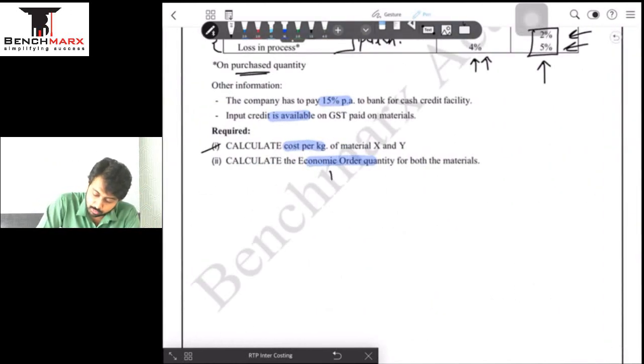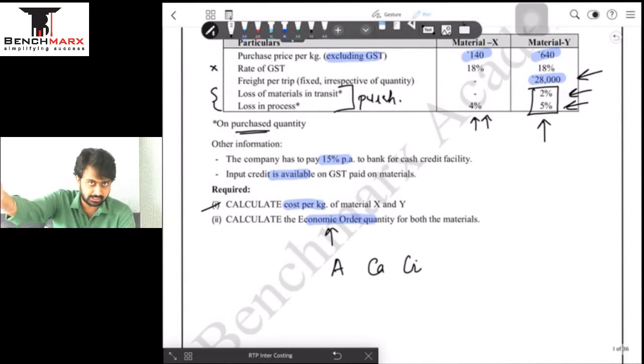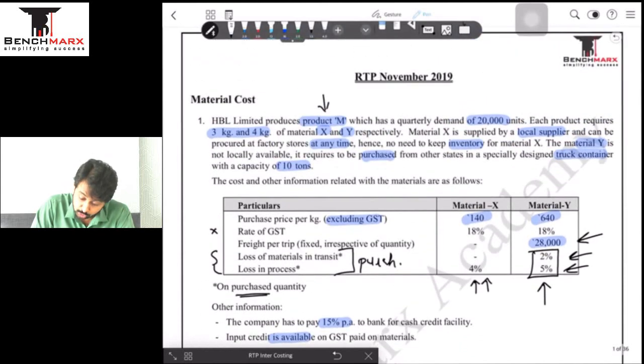Part two mentions compute the EOQ. So for EOQ I will require A, I will require CA, I will require CI. ठीक है, annual requirement is nothing but the consumption of A and B, that is normal. Then you have CA. CA अपना 28,000 is given for material Y. I don't think there is any CA given for material X. So उसका कुछ आएगा नहीं. CI is holding cost, but I think material X का holding cost कुछ भी नहीं है. Because I had read this line that hence there is no need to keep inventory of material X.